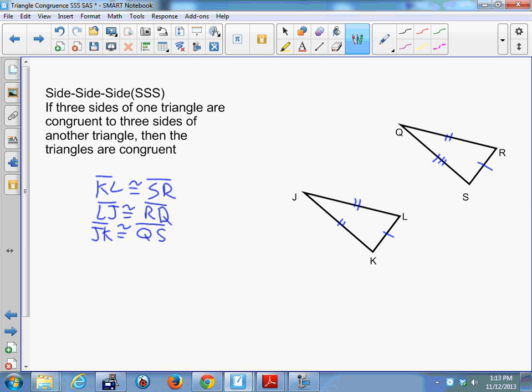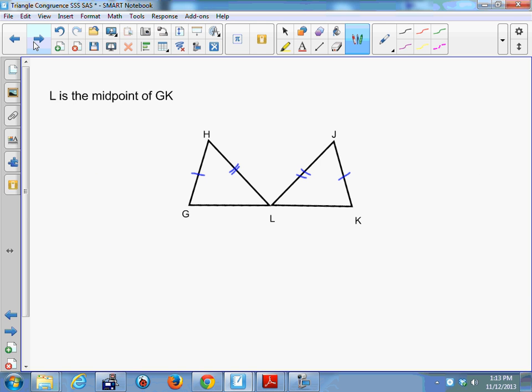So anytime you can prove that all three sides have the same length, or that they're congruent, you can say the triangles are congruent. It's not always nice and neat like this, so sometimes we're going to have to look for some things, explore our picture, and then we'll show you what I'm talking about.